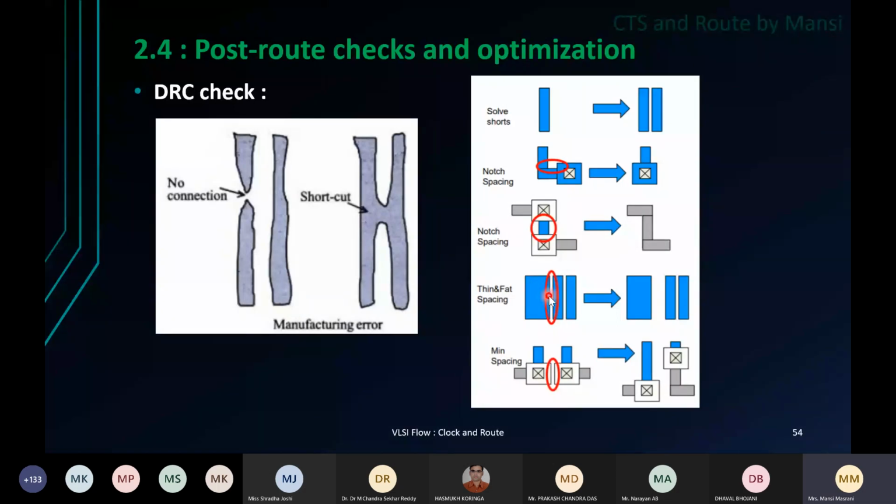Then you need more space, then it will space out. Same way, two vias cannot be there nearby with this much space, so it will just move one via above, one via down. It will create more space between them. These are all design rule violations based on your technology norms.